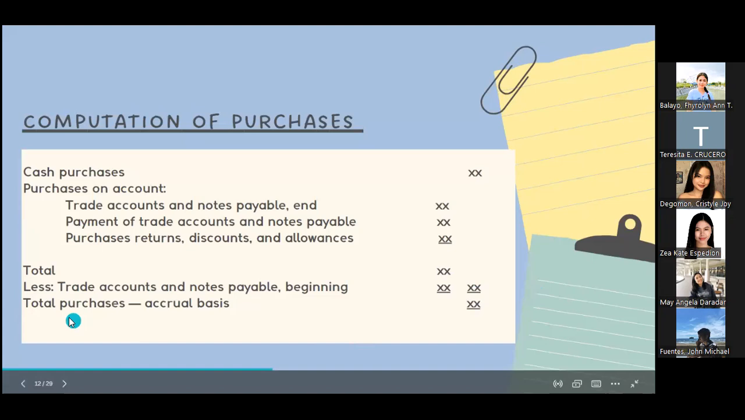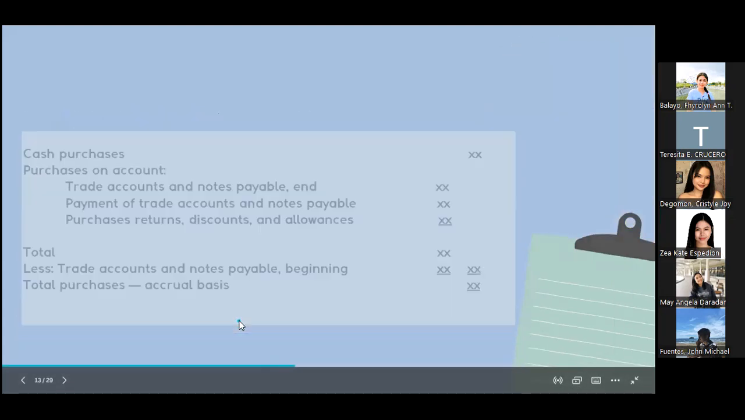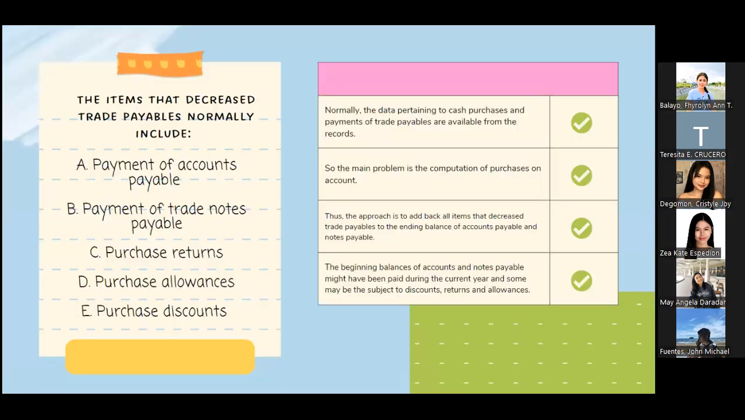So, this equals total purchases, accrual basis. Normally, the data pertaining to the cash purchases and payments of trade payables are available from the records. So the main problem is the computation of purchases on account. Thus, the approach is to add back all items that decrease trade payables to the ending balance of accounts payable and notes payable. The items that decrease trade payables normally include A.